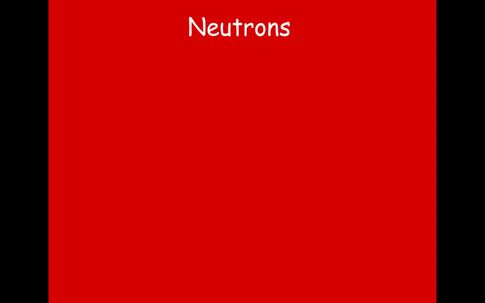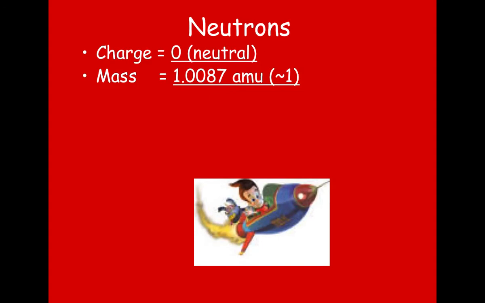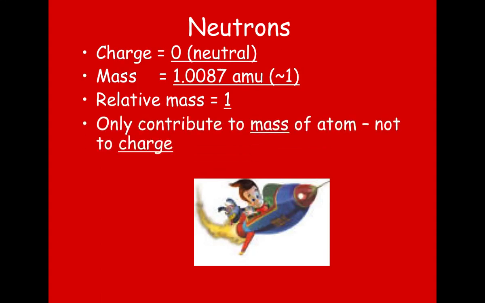The second type of particle are the neutrons. Neutrons have a charge of 0 because they are neutral. Their mass is just over 1. As you can see, it's a little bit bigger than a proton though. And therefore, because it's so close to 1, we still consider it to basically have the same mass as a proton, about 1. Now, because it does not have any charge, neutrons contribute only to the mass of the atom, not the charge. So as you can see from here, neutrons and protons determine mass.